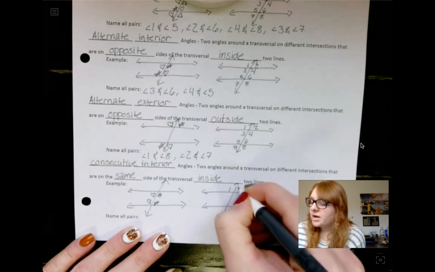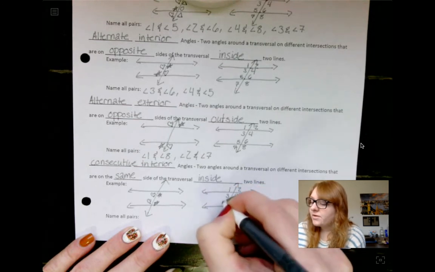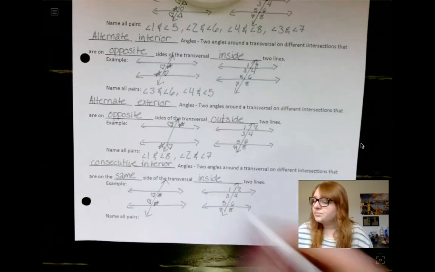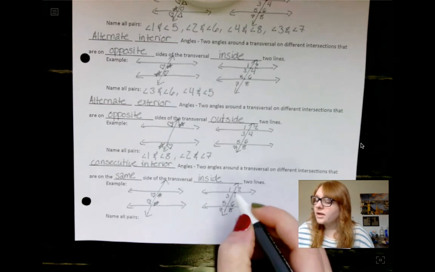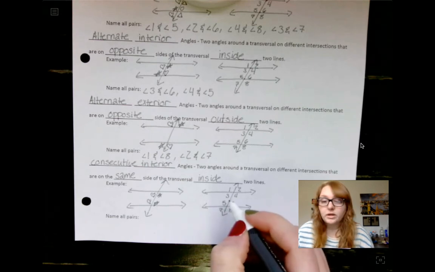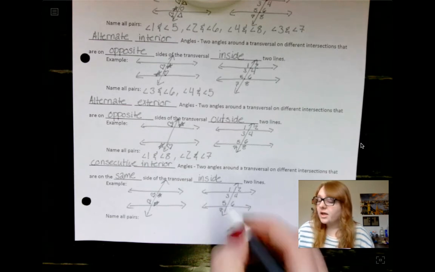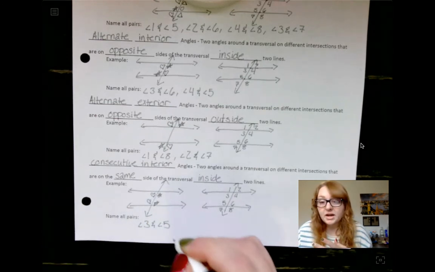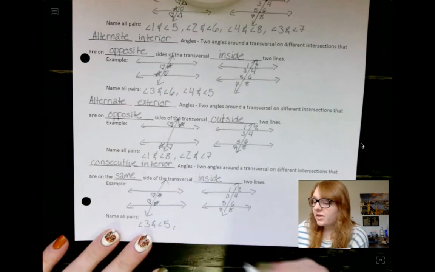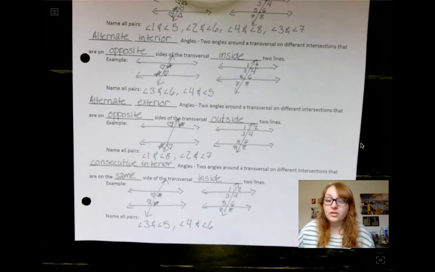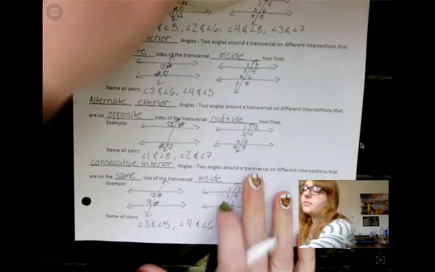So we have 1, 2, 3, 4, 5, 6, 7, and 8 again. Okay, so again, we want to look on the inside and we want to look on the same side. So if we look inside the parallel lines, we can only use 3, 4, 5, and 6. Angles 3 and angle 5 are on the same side of the transversal. They are on the left side. And the other pair here would be angle 4 and angle 6, because again, they are both on the same side. They're on the right side. Okay, let's flip it over.